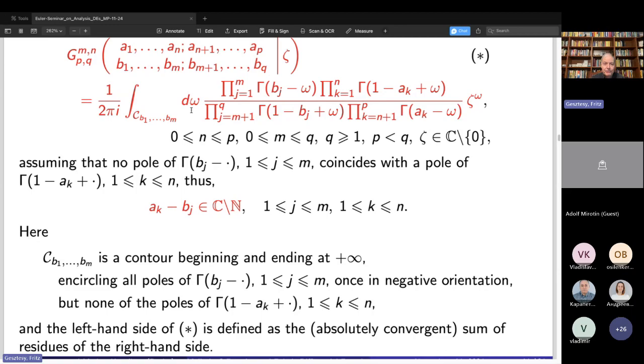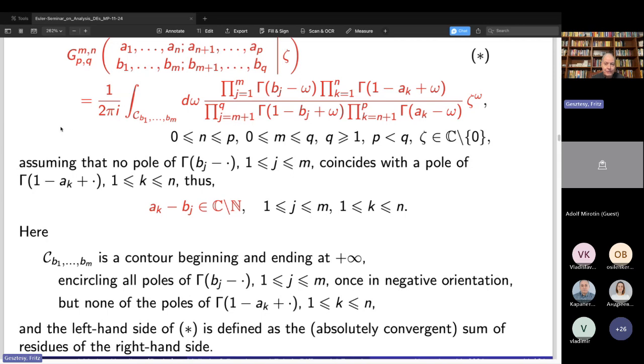And once you do the residue calculation, so to speak, you get an absolutely convergent sum, and that defines the left-hand side, our Meijer's G function. So this depends on m, n, and p and q, and you can see that there's a division between b and 1 minus b and 1 minus a and a. And so the division is indicated with semicolons here. And here's the parameter n, here's the parameter m, and altogether you have p a's and q b's.